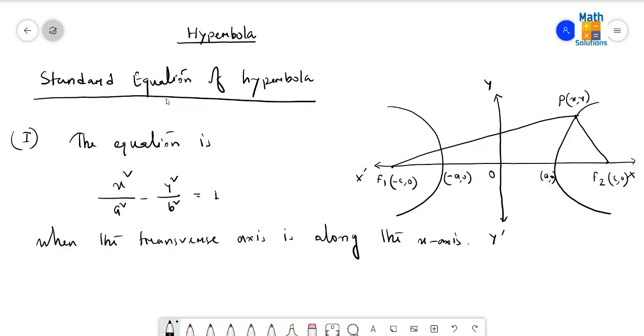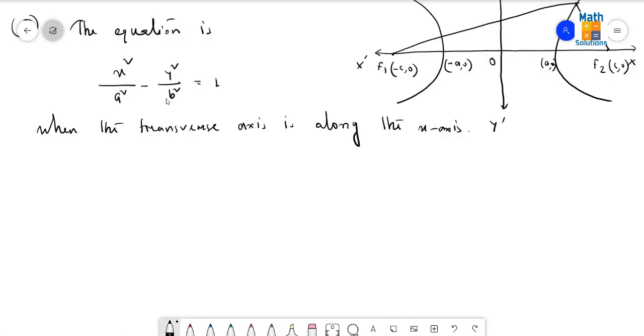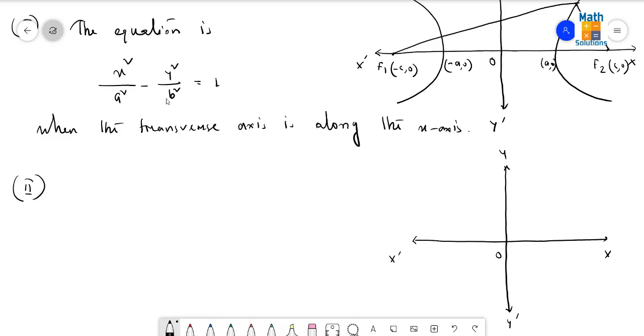Again, let's come to type 2. This is type 2. Suppose the figure is drawn like this when the transverse axis is along the y-axis. This is x dash O x, y O y dash. In this case, suppose the figure is like this. This is the hyperbola.